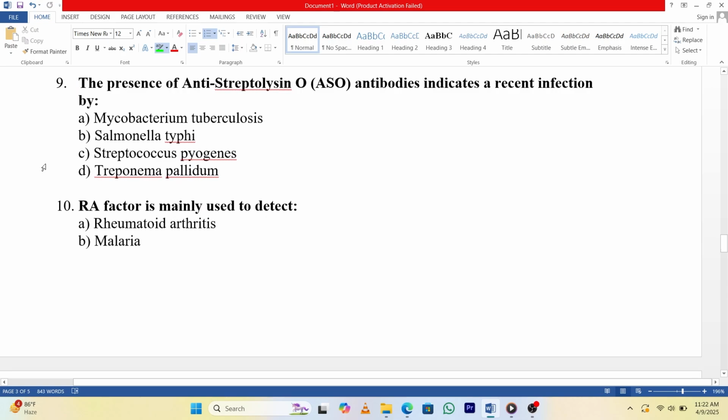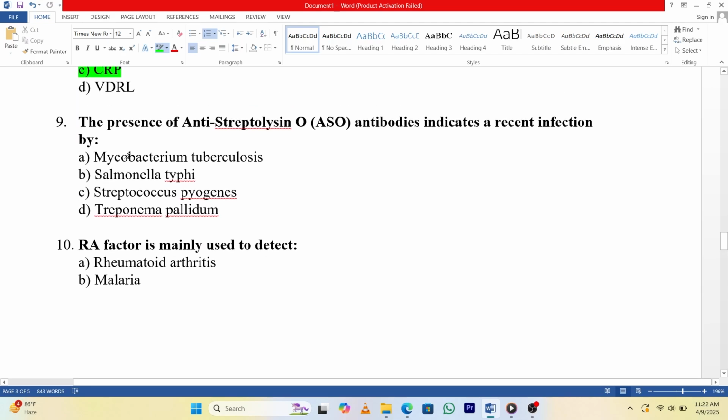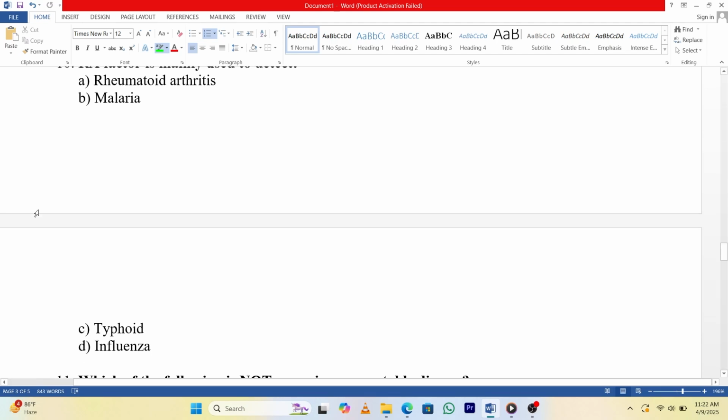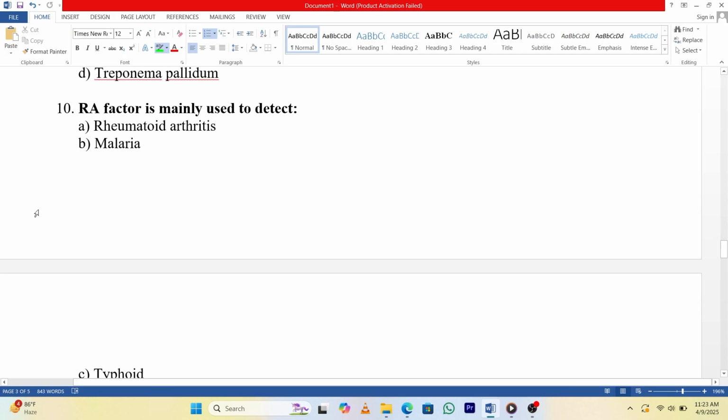9. The presence of anti-streptolysin O, ASO, antibodies indicates a recent infection by A. Mycobacterium tuberculosis. B. Salmonella typhi. C. Streptococcus pyogenes. D. Treponema pallidum. Answer, C. 10. RA factor is mainly used to detect A. Rheumatoid arthritis. B. Malaria. C. Typhoid. D. Influenza. Answer, A.